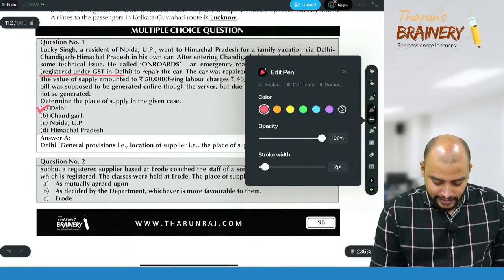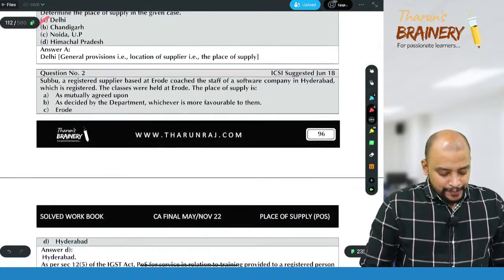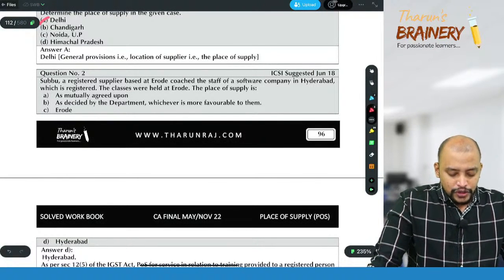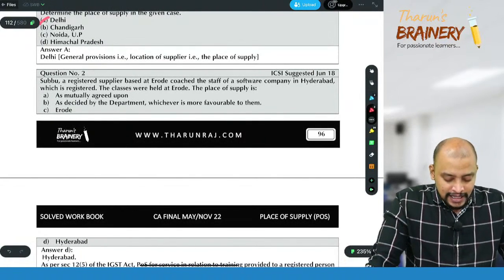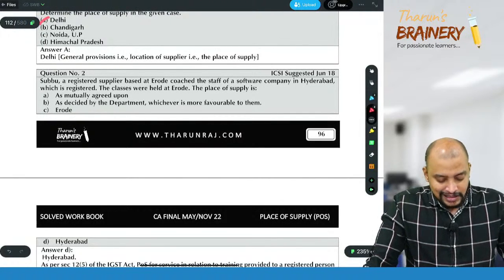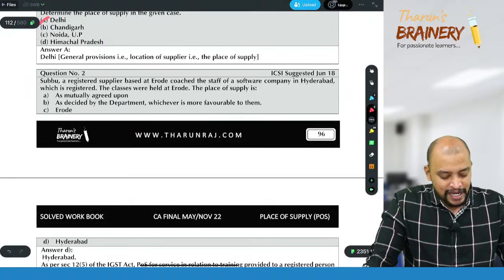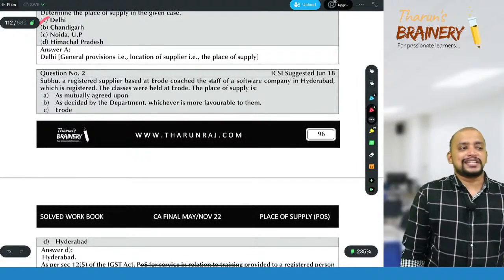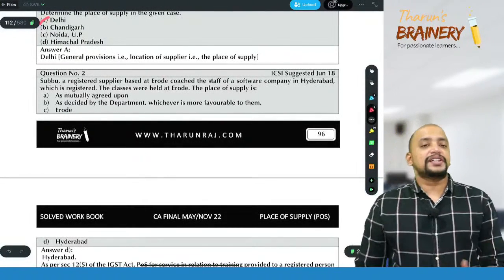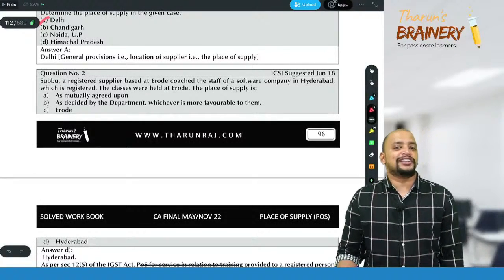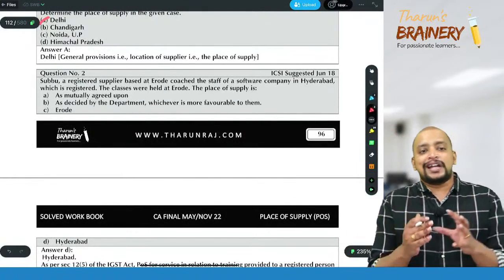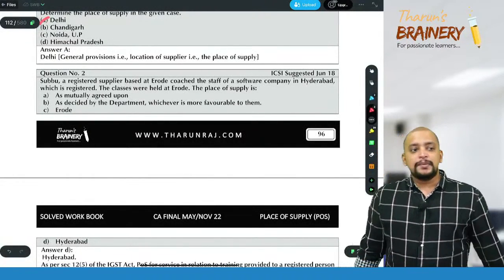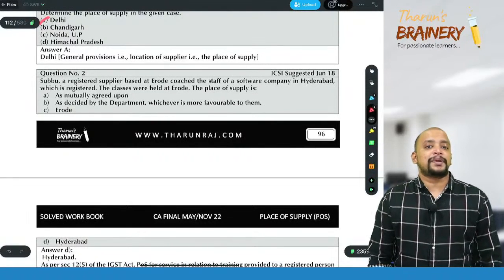Then next, question number 2. Subbu, a registered supplier based at E-Road, coached the staff of a software company in Hyderabad which is registered. The classes were held at E-Road. The place of supply is, first we need to see whether it is goods or services, coaching. After seeing the services, then we need to know whether it is 12 or 13. It is 12 because both are located in India. When both are located in India, then as per 12, what is the situation? It is training and performance appraisal services.